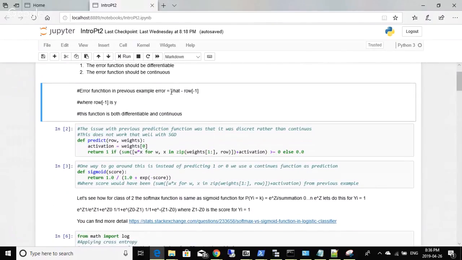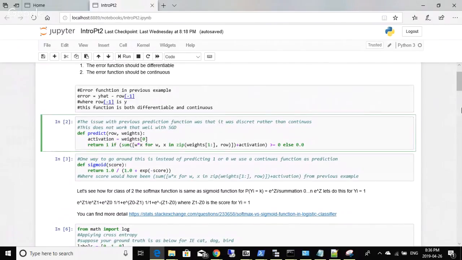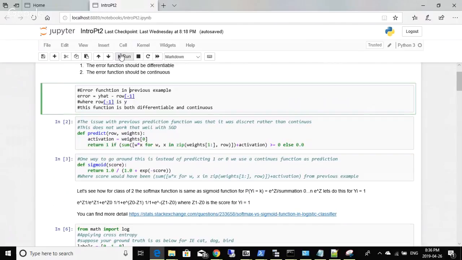So you can tell that this is both differentiable and continuous right here. As you change y hat, it gradually changes. There are no jumps anywhere. This is a linear function, and of course, with respect to y hat, it is differentiable.